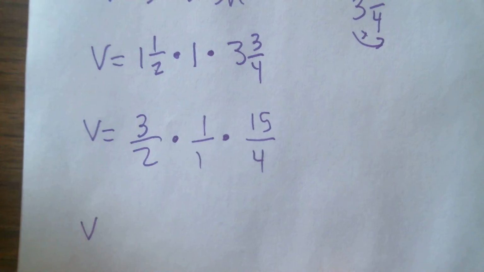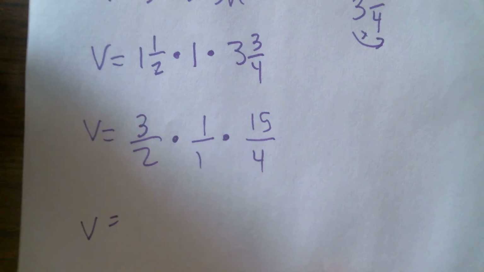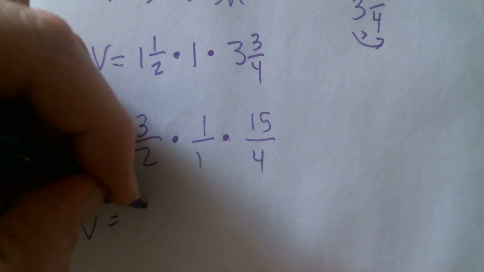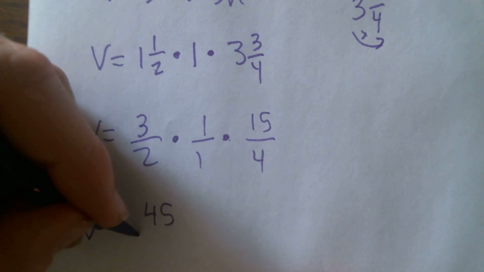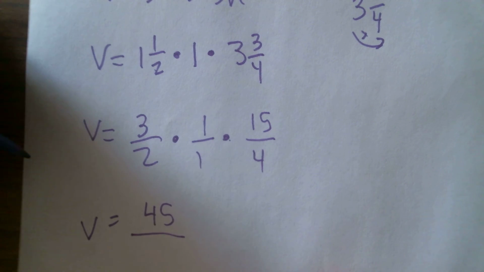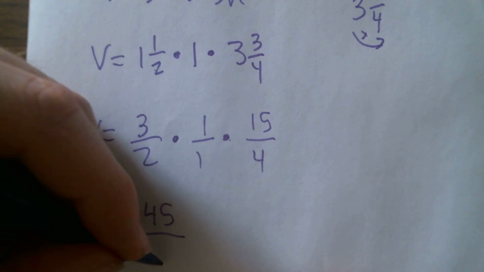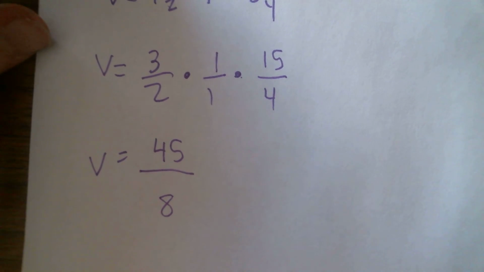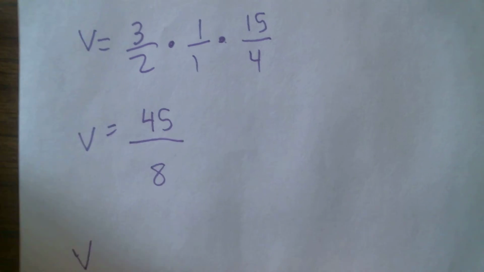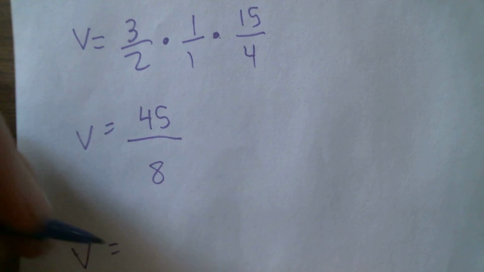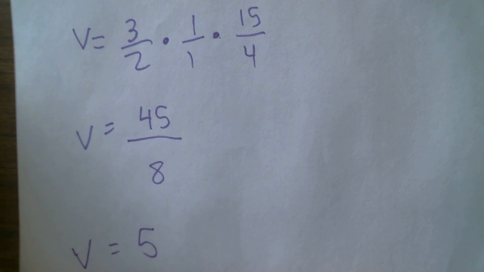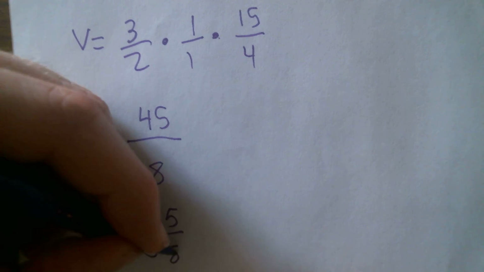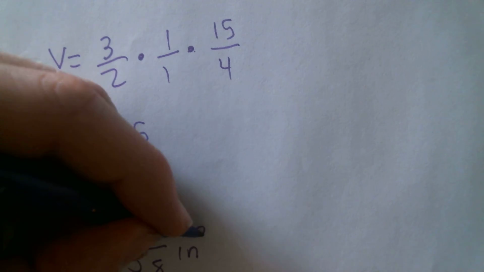So if I multiply here, that doesn't change anything. 3 times 1 is 3. Times 15 is 45. 2 times 1 is 2. 2 times 4, that's 8. So it looks like the volume is 45/8. That's pretty weird to think about. So instead, I might think of it as 8 fits into 45, 5 times, with 5 left out of 8. So here, this is my volume.